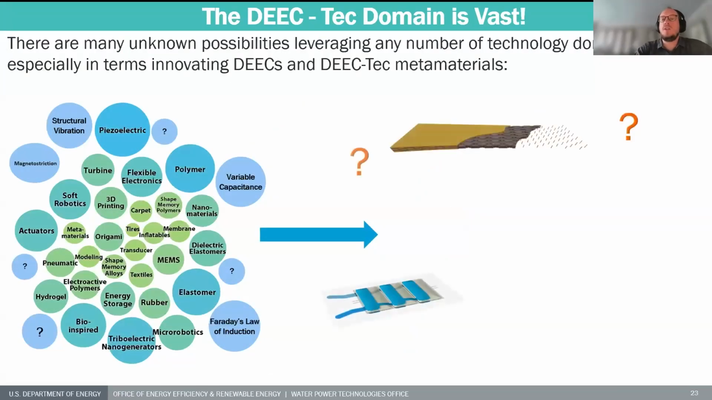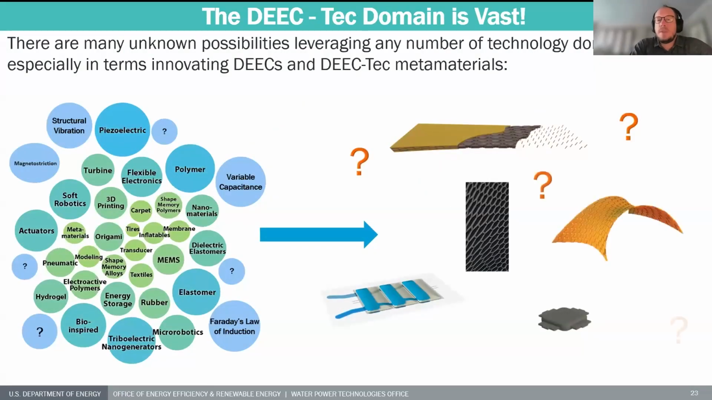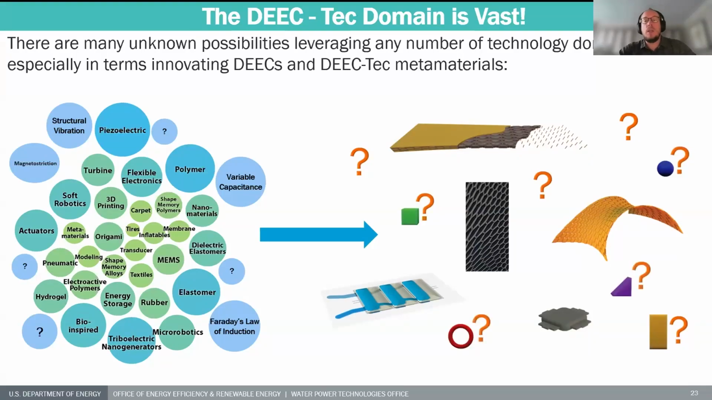Now, this begs the question, what are the various types of energy transducers that can be implemented? What are the various types of DEEC-Tec metamaterials that can be implemented? I gave 2 examples of DEEC-Tec metamaterials using pictorial representations of the individual DEECs. Namely, I represented a lattice and a column, but it could really be anything. It could be woven fabrics or something of that sort.